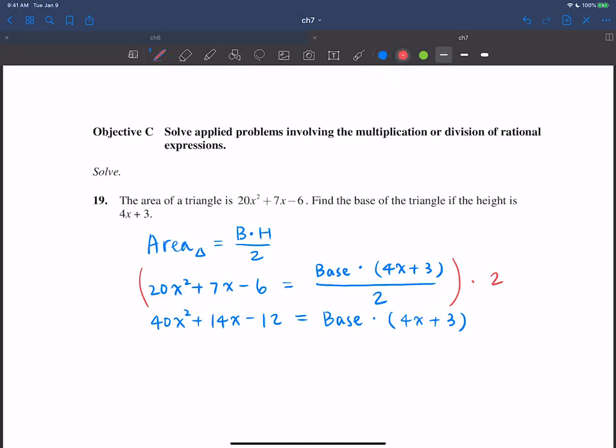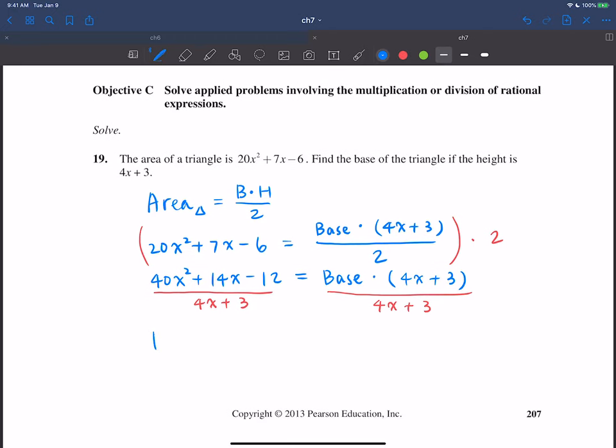And then I'm going to divide both sides by the height, which is 4x plus 3, to isolate the base. Therefore, our base is simply 40x squared plus 14x minus 12 over 4x plus 3. And we just need to simplify this rational expression.